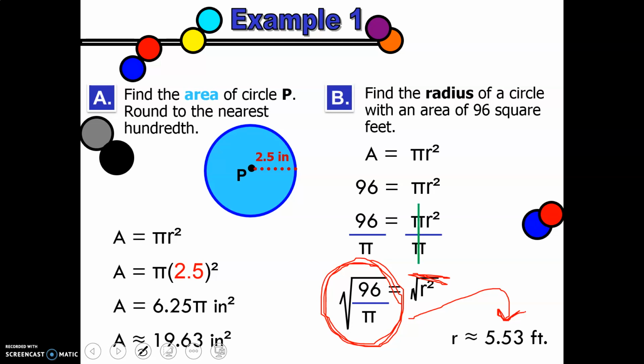So remember, when you're finding an area, you express area in square units. So that's why our first answer was 19.63 square inches. Since we're finding a radius here, we're going to express our answer just in feet, in linear feet as we call it. No square, and our r is 5.53.